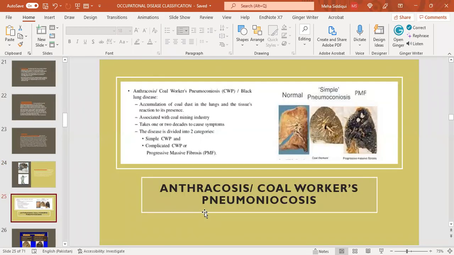Next comes anthracosis. The other name for this lung disease is coal workers' pneumoconiosis or black lung disease. It results from the accumulation of coal dust in the lungs and the tissue reaction to its presence. It is associated with the coal mining industry. It takes one or two decades to cause symptoms, and it is divided into two categories: simple pneumoconiosis, or coal workers' pneumoconiosis, and complicated or progressive massive fibrosis.